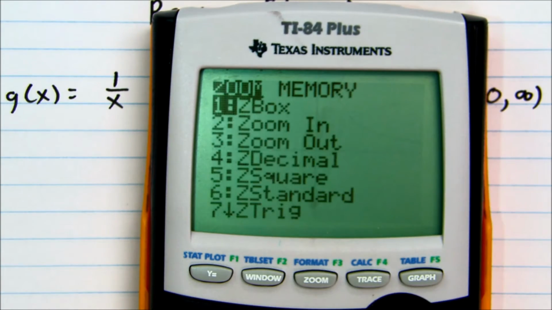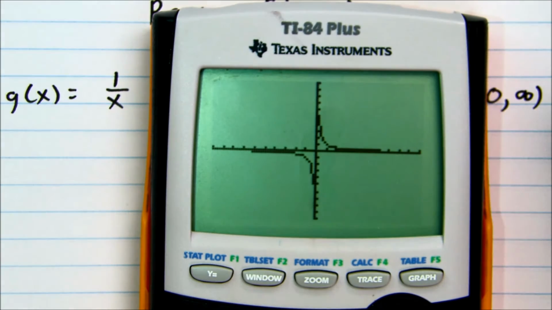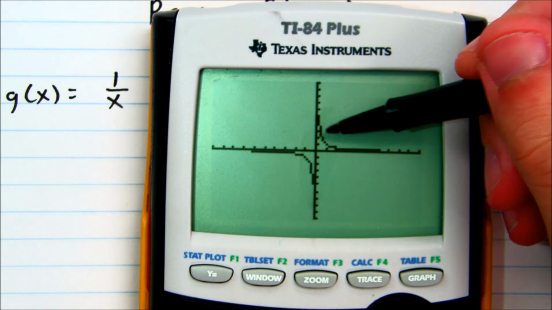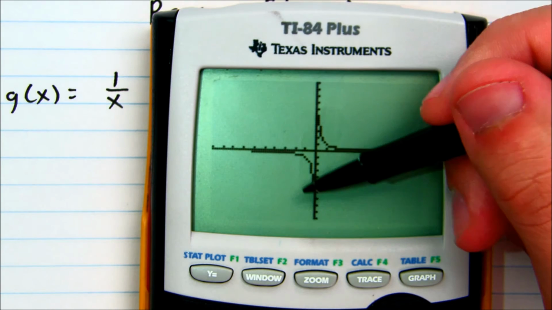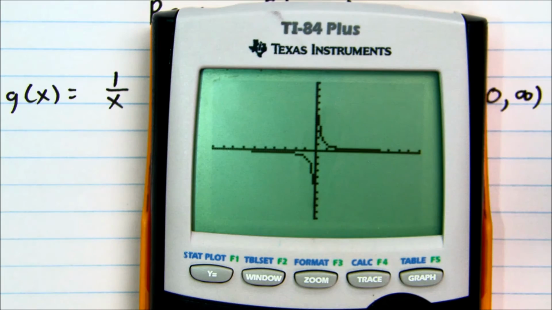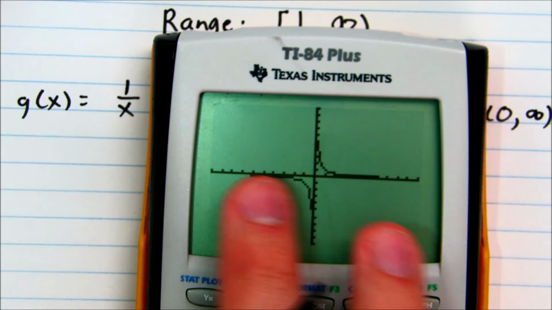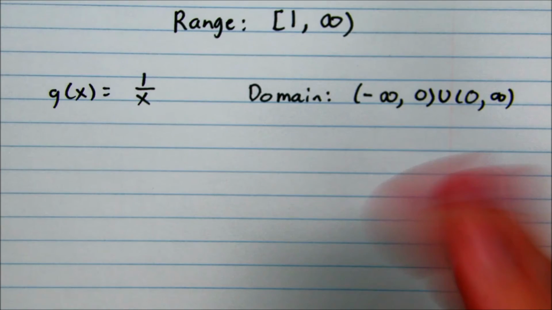I can see that it looks like there's a gap. It looks like there's one y value I'm not going to hit. So coming down here, it looks like this curve is getting closer and closer to 0. Same thing here. It looks like I'm getting closer and closer to 0, but I'm not going to touch it. So what I'm going to do is I'm going to test and see, is 0 part of my range?